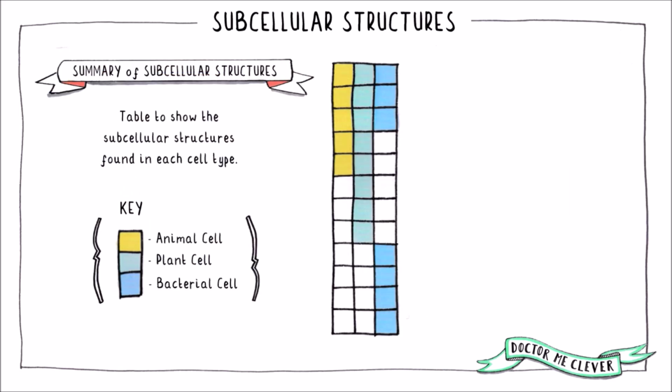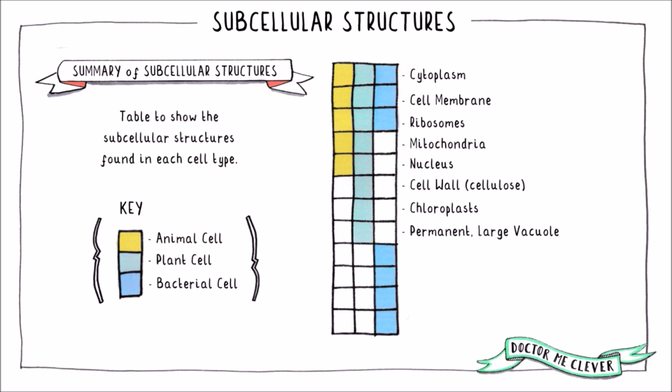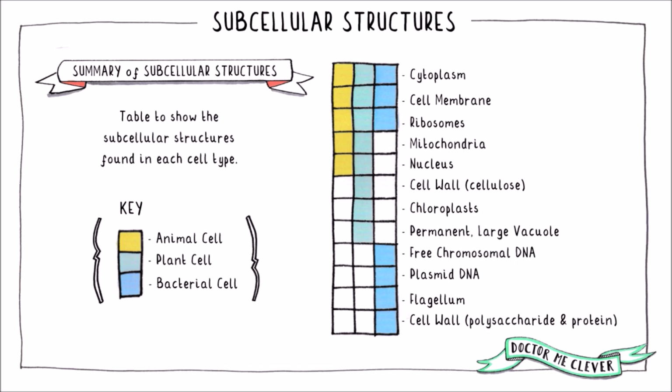So to summarise, here's a handy table to show that there are three subcellular structures common to animal, plant and bacterial cells, the cytoplasm, cell membrane and ribosomes. There are two subcellular structures that are common to animal and plant but not bacterial cells, the mitochondria and nucleus. There are three subcellular structures unique to plant cells, the cellulose cell wall, chloroplasts and the permanent large vacuole. And there are four subcellular structures unique to bacterial cells: free chromosomal DNA, plasmid DNA, the flagellum, and some bacteria also have a cell wall made from polysaccharides and protein.